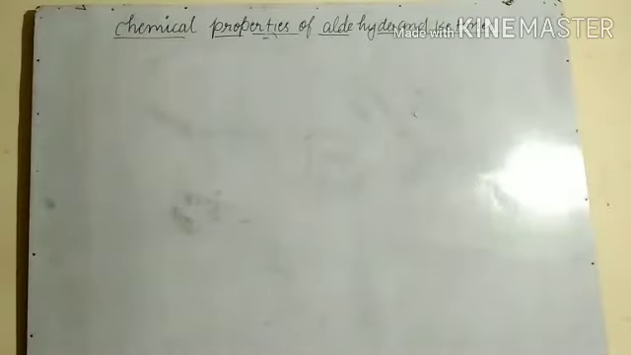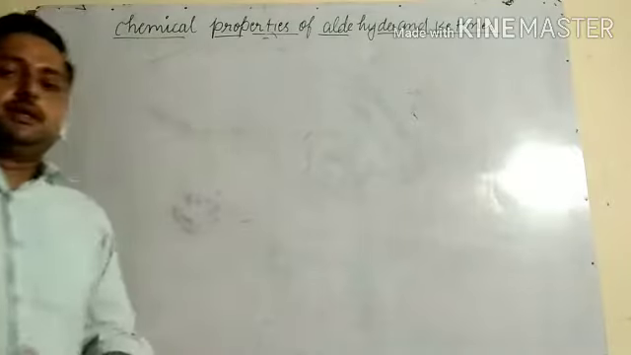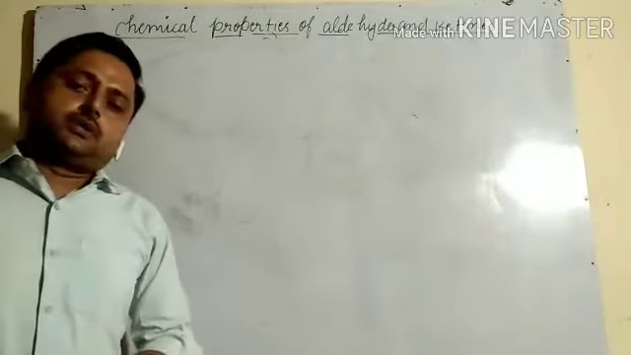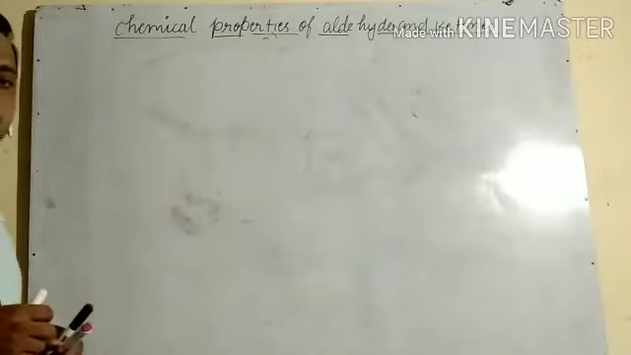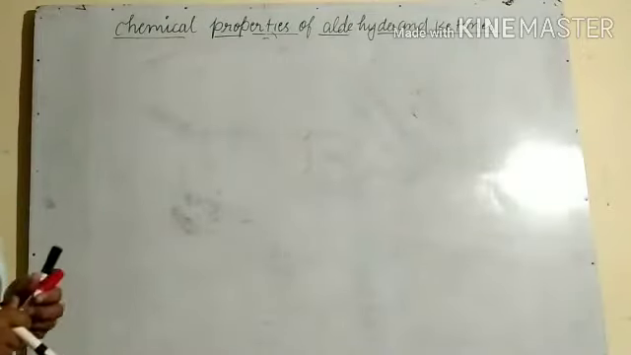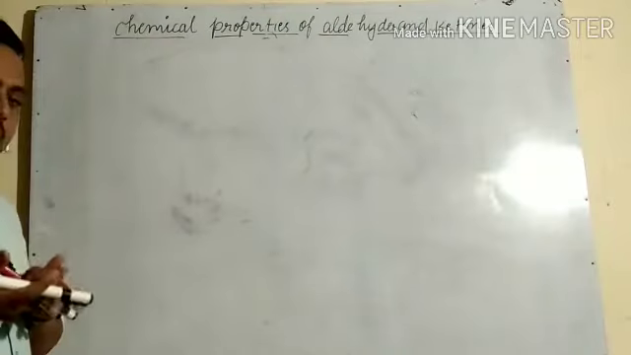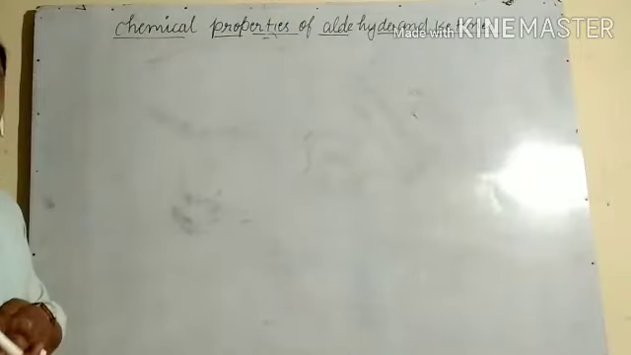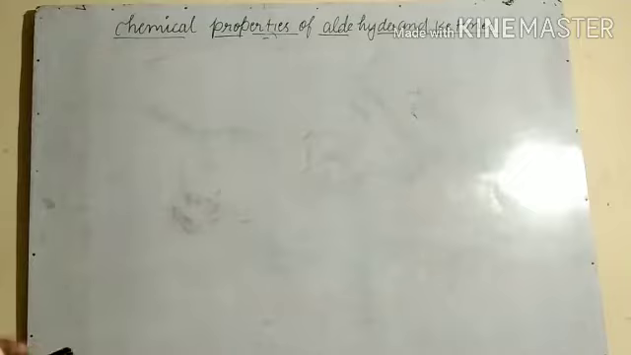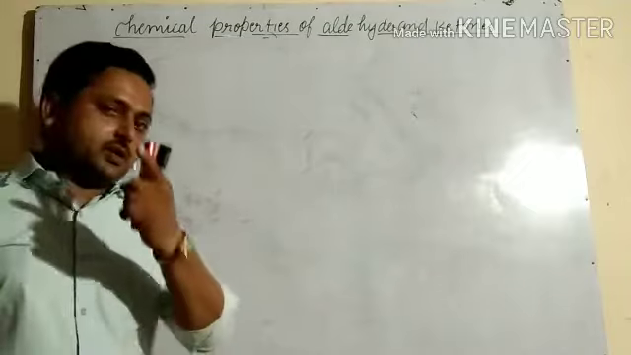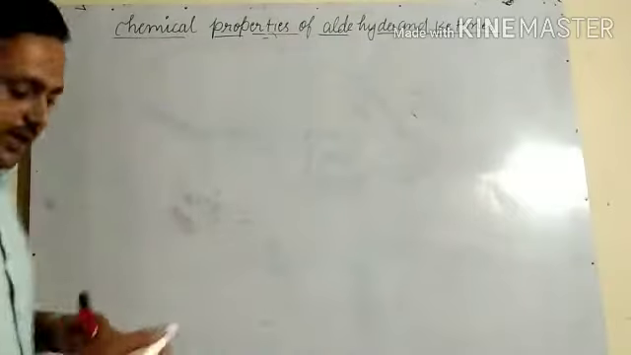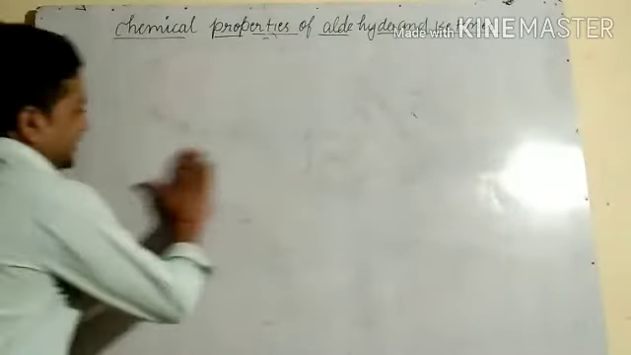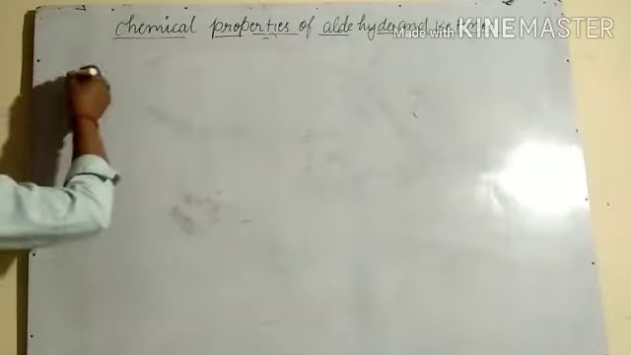Next is addition of Grignard reagent to aldehyde and ketones. Addition of Grignard reagent to aldehyde and ketones followed by hydrolysis gives primary, secondary and tertiary alcohol. This reaction you have already studied in preparation of alcohol, but I would like to explain it. You will understand here.